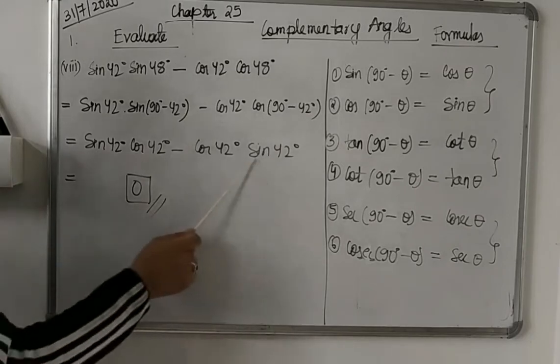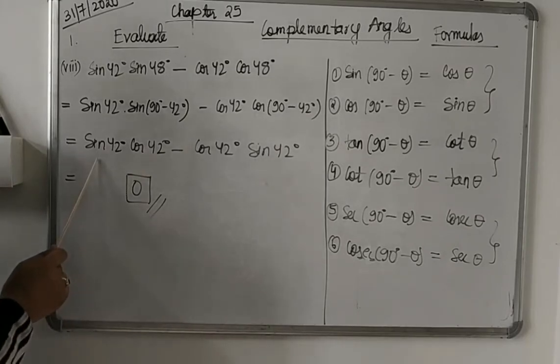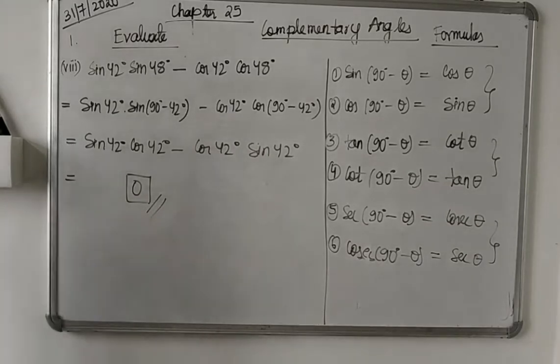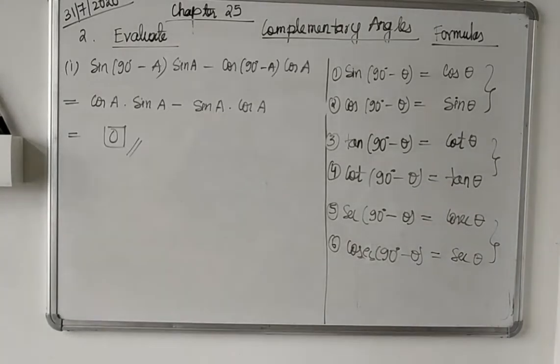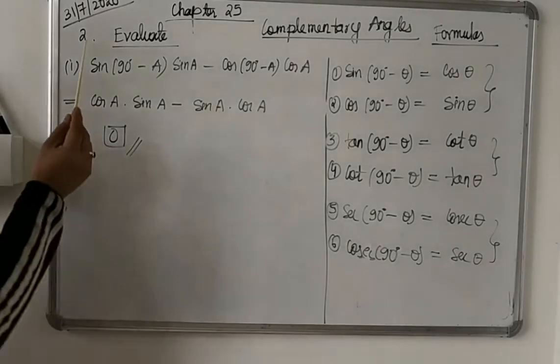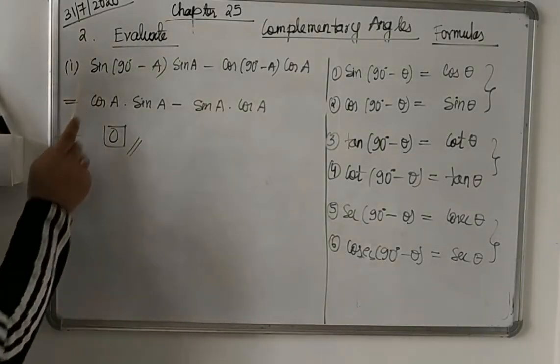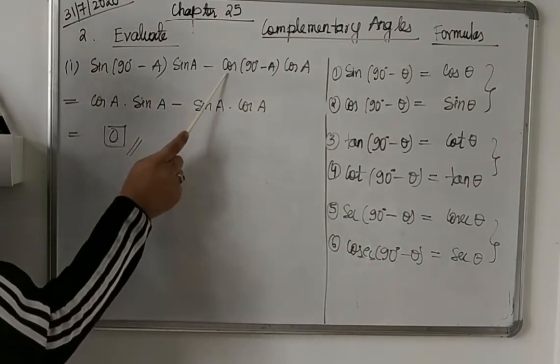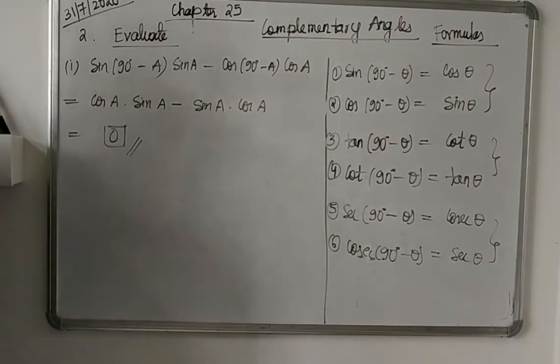Can you see they are similar? Cos 42 into sine 42, cos 42 into sine 42, it gets cancelled out. What is the answer? 0. So pause the video, note it down. Alright, the next one is number 2, part 1. The question is to evaluate: sine 90 minus a into sine a, minus cos 90 minus a into cos a.